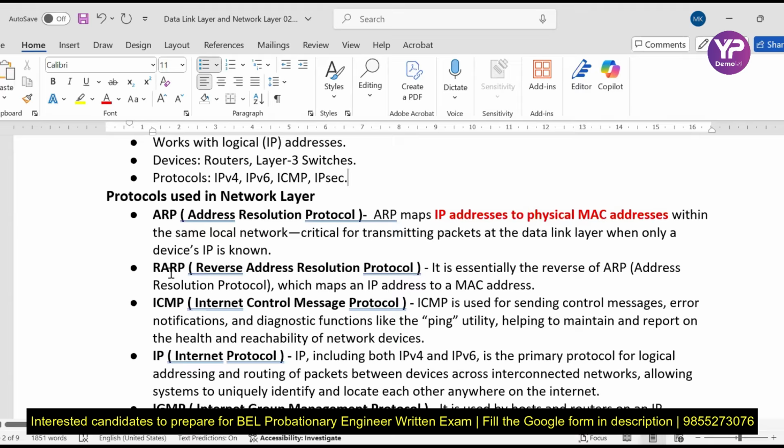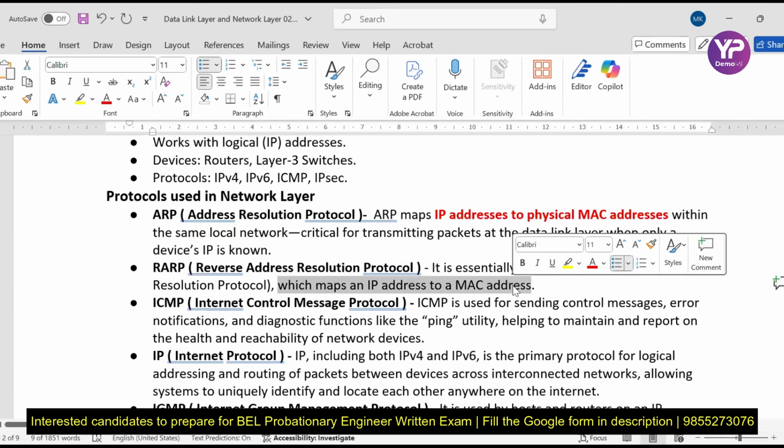Now, the reverse of that, we have one more protocol, the Reverse Address Resolution Protocol. It is essentially the reverse of ARP. It's wrong on the slide, which says it maps an IP to a MAC address. It's a MAC to an IP address. I'll update it.